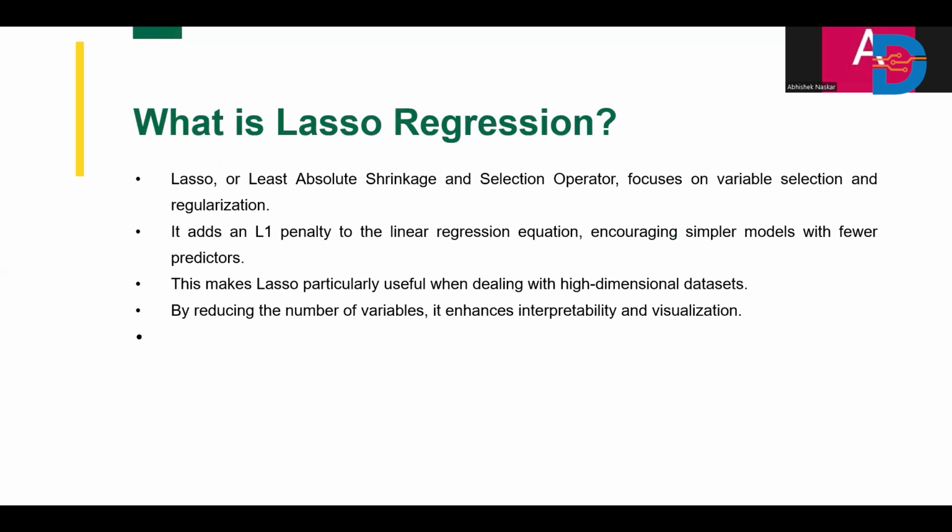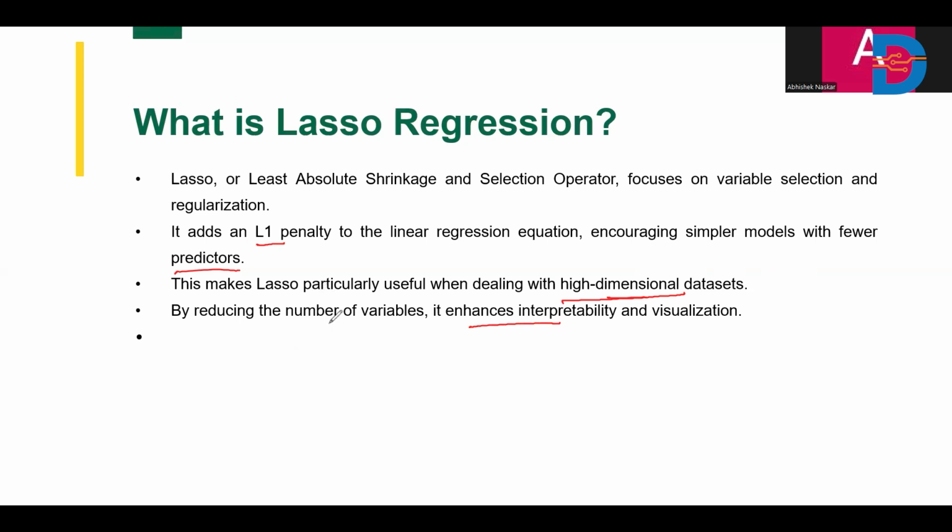So what is Lasso regression? Basically, Lasso, or L1 regression, is the Least Absolute Shrinkage and Selection Operator, focused on variable selection and regularization. It adds an L1 penalty to the linear regression equation, or we can say the loss function, encouraging simpler models with fewer predictors. This makes Lasso particularly useful when dealing with high dimensional datasets. High dimensional means we have multiple features in the dataset, and each feature is denoted as a dimension. By reducing the number of variables, it enhances interpretability and visualization also.